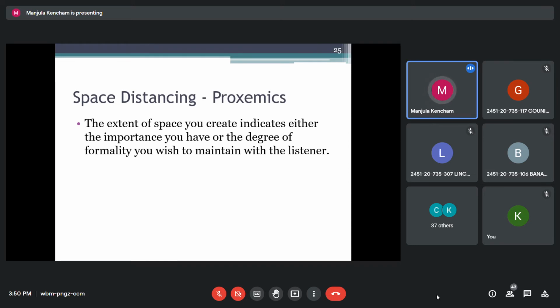Everyone says everywhere, I need my space. Don't barge into my space. This is my territory. They draw a circle around them and say, this is my territory. You don't have an entry point over there. So, how do you maintain this space distancing? What does it signify to us in presentations?